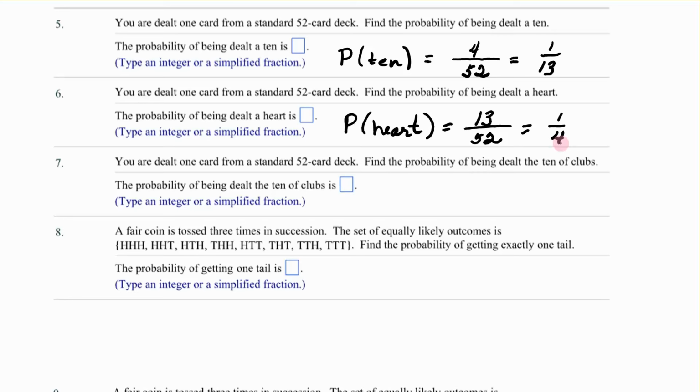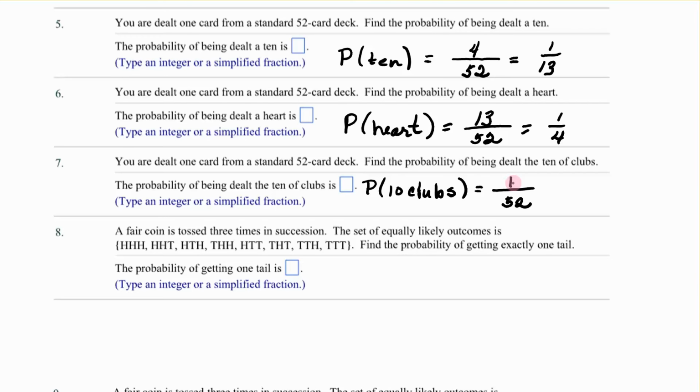Okay, number 7. You are dealt 1 card from a standard 52 card deck. Find the probability of being dealt the 10 of clubs. All right, probability 10 of clubs. Well, there are, again, 52 cards in the sample space, 52. How many 10 of clubs are there in the deck? How many different ways can you get 10 of clubs? Well, there's just 1. That's reduced to lowest terms, and that is the probability.